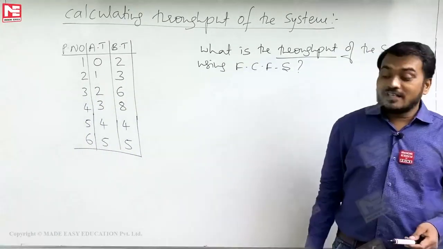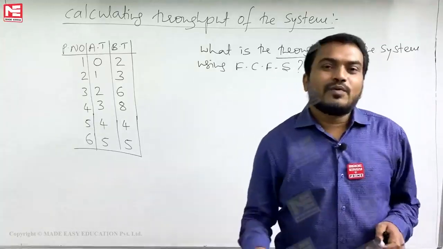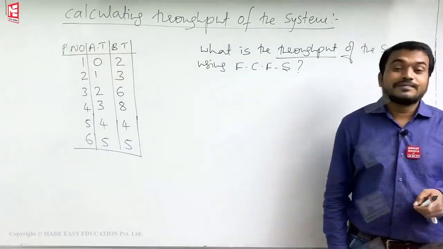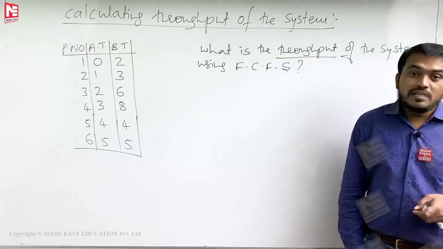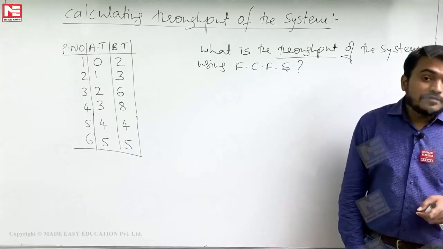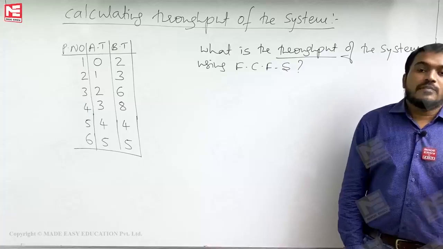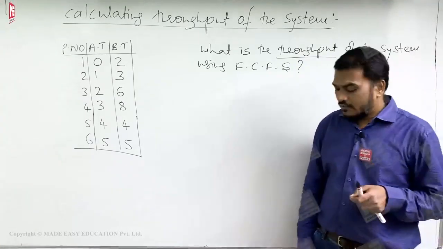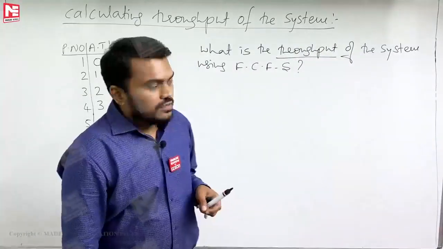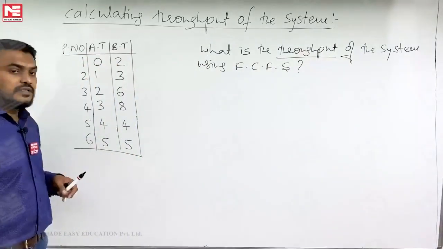I gave you the definition in the first day class. So what is the definition of throughput? I hope all of you remember. Throughput is the number of jobs completed per unit time. Number of jobs completed per unit time is called the throughput of the system. Now check how you will calculate it. All the values are given to you, so give it an attempt.